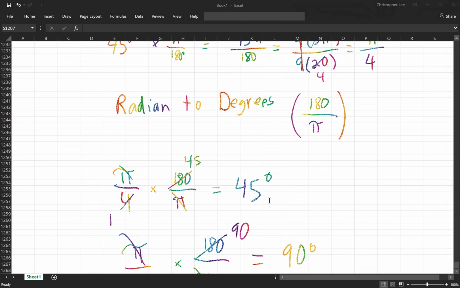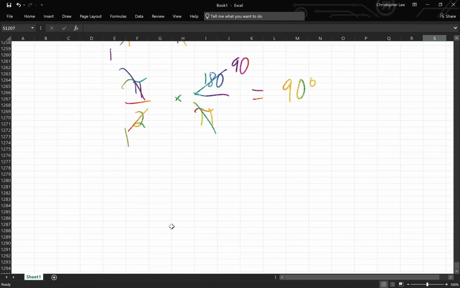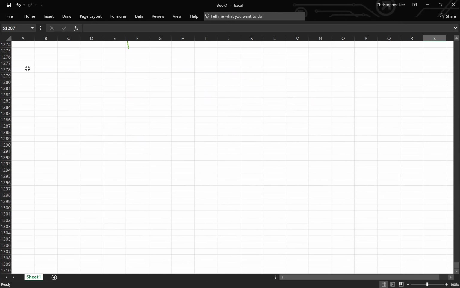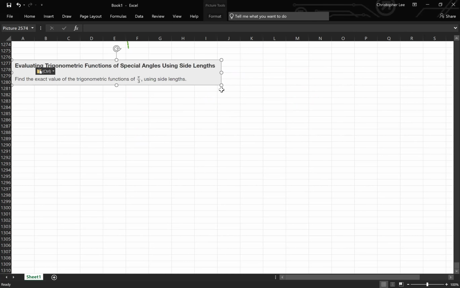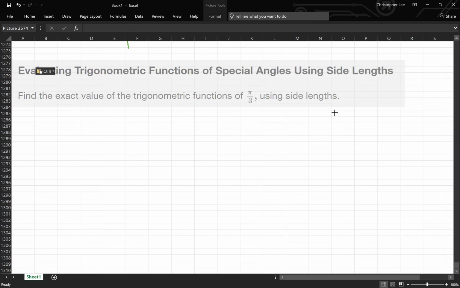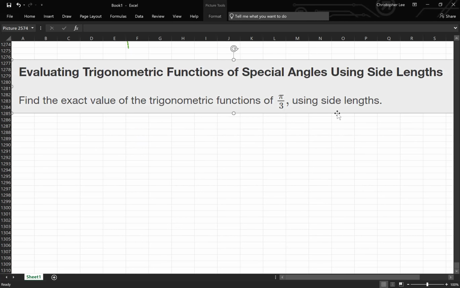So I have a question here. Let's look at this question. Okay, we're good to go. Evaluating trigonometric functions of special angles using side lengths. So it says find the exact value of the trigonometric function of pi over 3 using the side lengths.